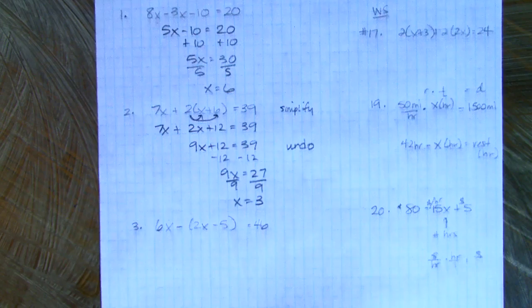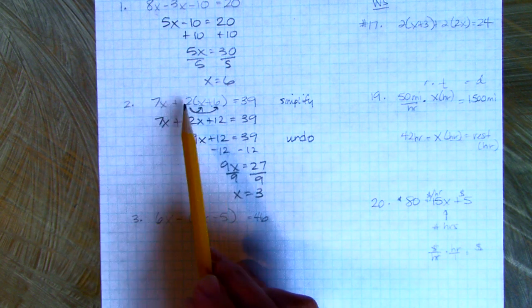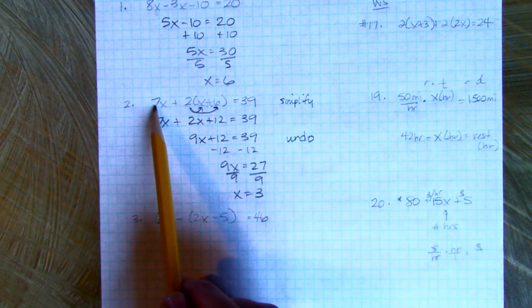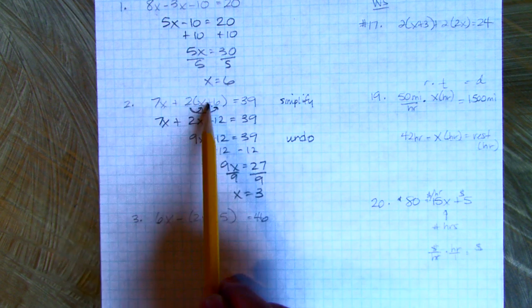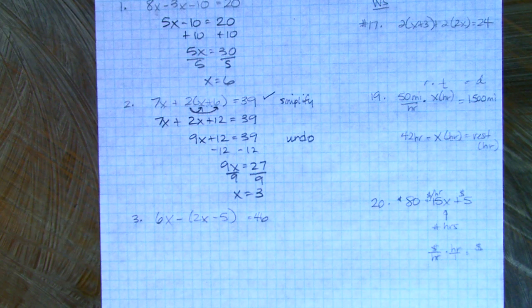Perfect. Could double check. 3 plus 6 is 9, 2 times 9 is 18, 7 times 3 is 21, 21 plus 18 is 39. Check.